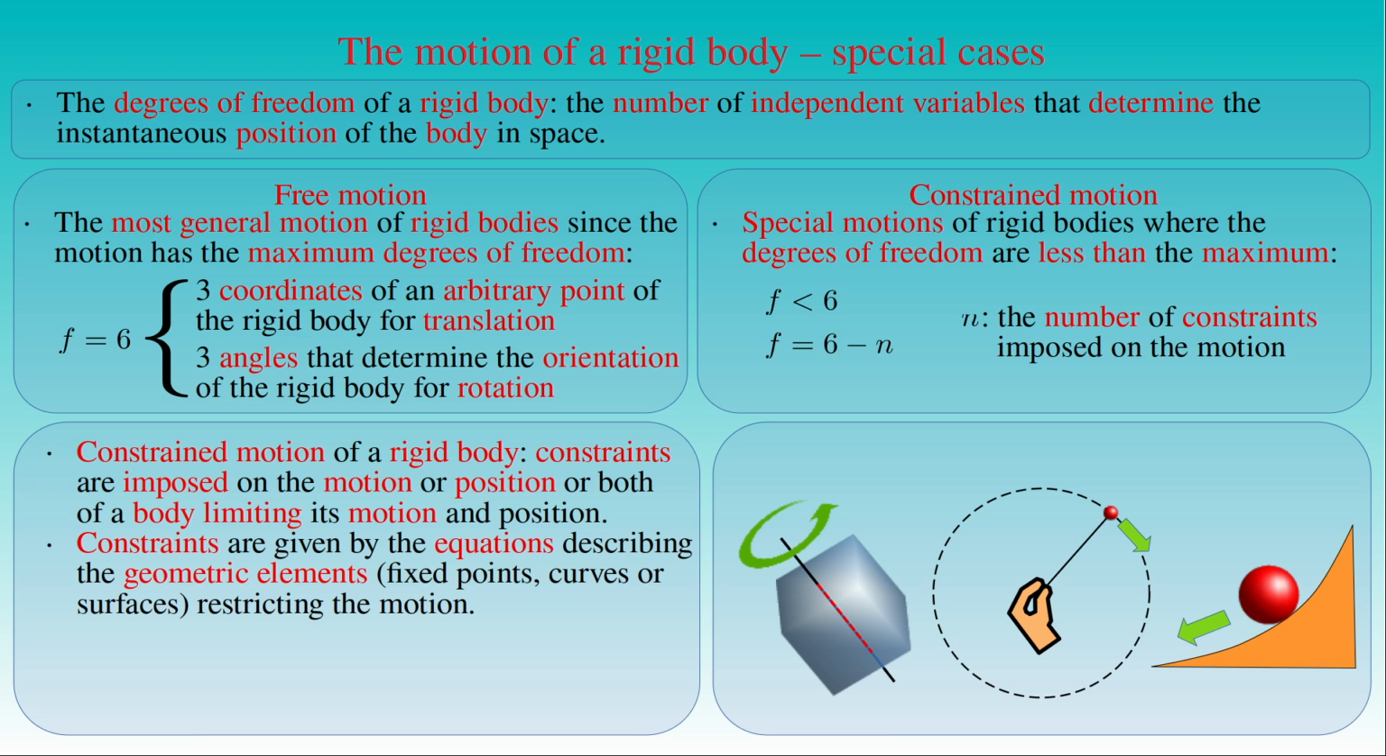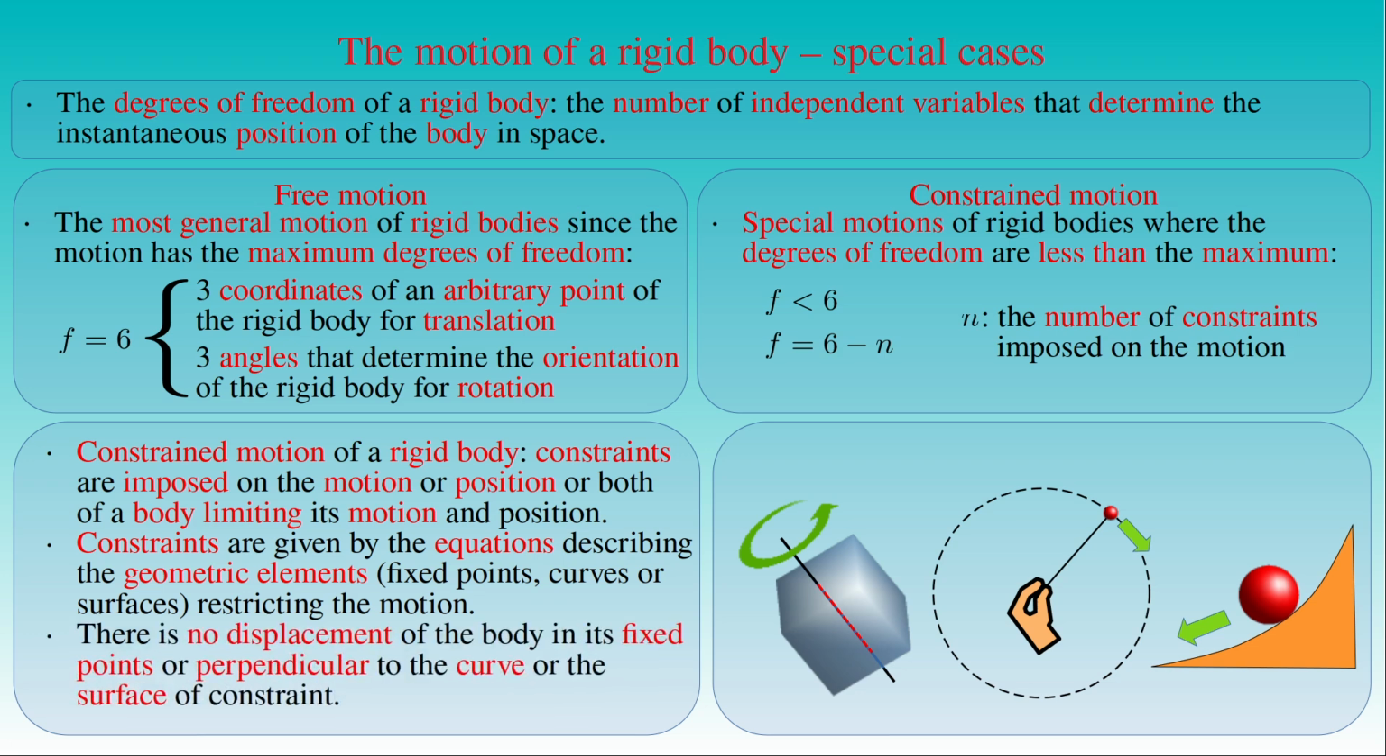These examples demonstrate that the points of the rigid bodies have no instantaneous displacements perpendicular to the curve or the surface representing the constraint. The ball whirled in a circle has no motion in the radial direction of its circular path, and the ball rolling on the curved surface had no instantaneous displacement in the direction of the surface normal.